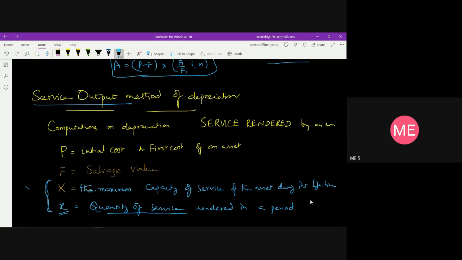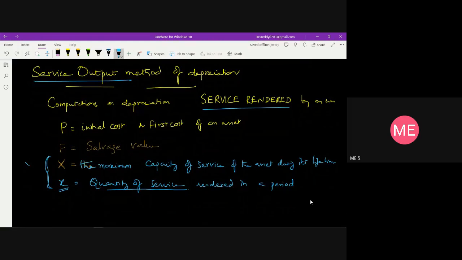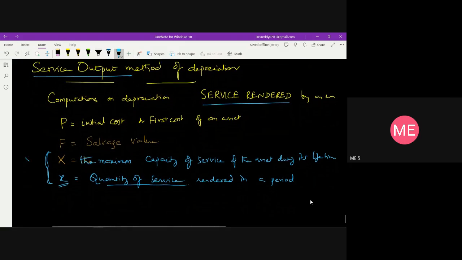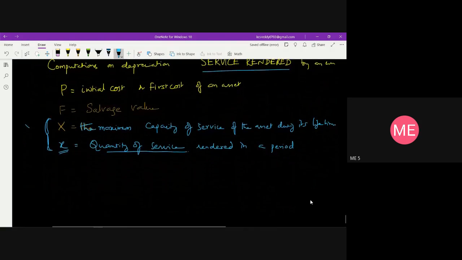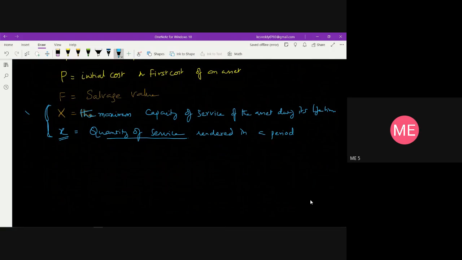Here the depreciation is based on the service rendered rather than time period. That is why in this situation we need to know the maximum capacity of the service of the asset and the quantity of the service rendered. So how to calculate the depreciation per unit of service?